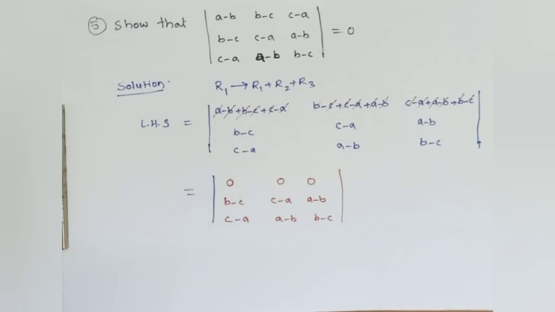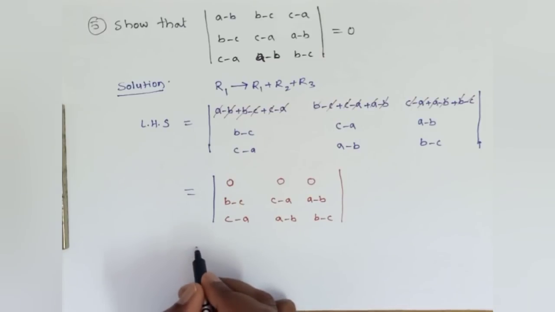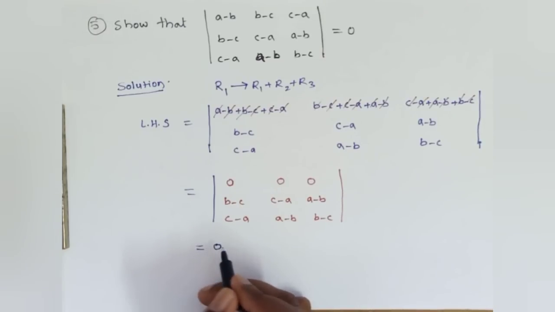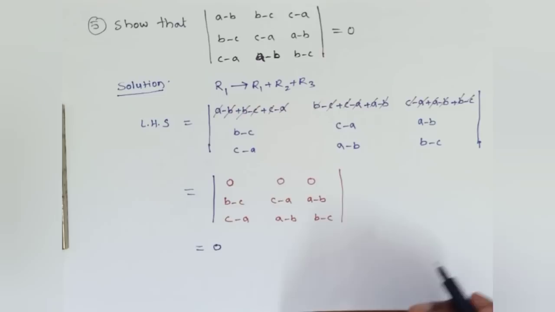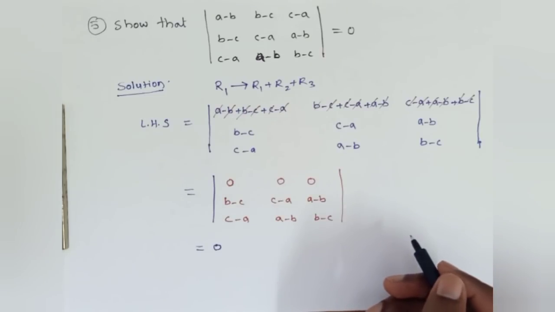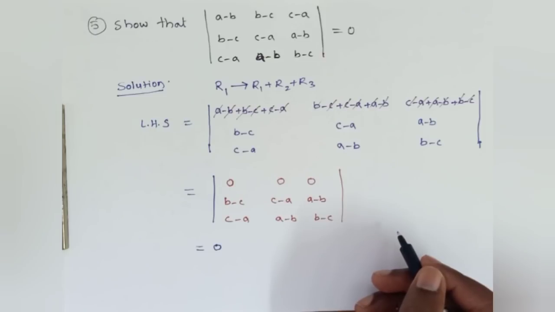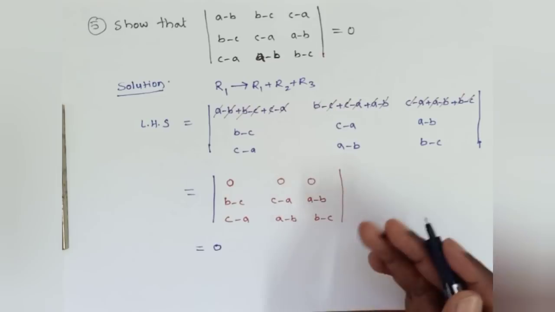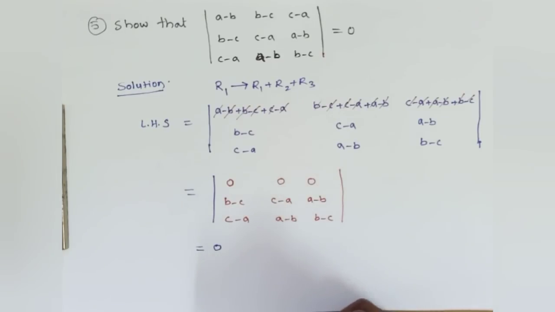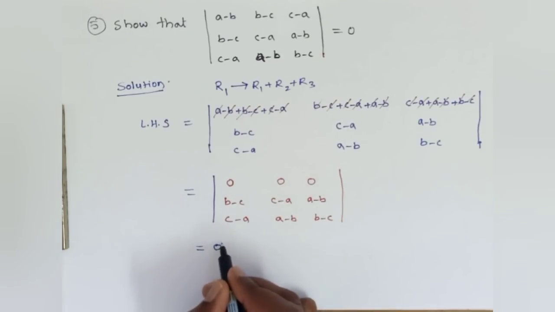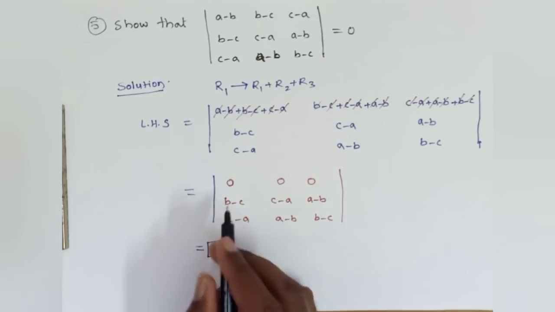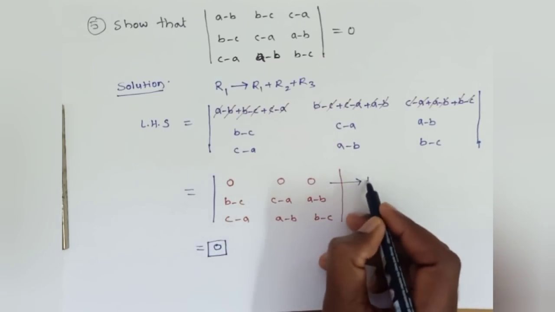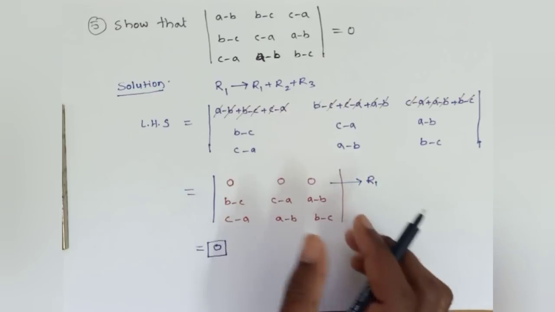Now, what is the answer for this determinant? Directly we can write this as 0, since there is a property. What is that property? If an entire row or column consists of all zeros, the determinant of that matrix is equal to 0. So it vanishes; the determinant is 0, since R1 contains all zeros.